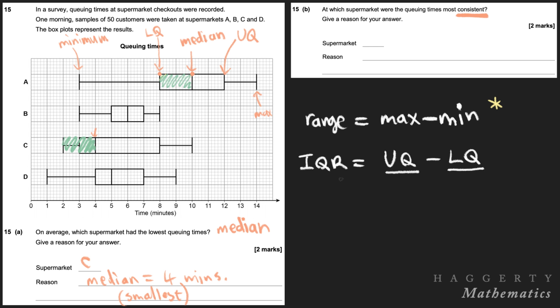So just looking at the box plots, just eyeballing them, you can see supermarket B is going to have the smallest one here. Right, this is the upper quartile of 7, and this is the lower quartile of 5. And when you subtract those two, you get the IQR, the interquartile range, for supermarket B, and that's just going to be 2. So that's your IQR. This was supermarket B, and this is the smallest IQR. It's the smallest measure of dispersion. So you can say the queuing times at supermarket B are more consistent than at any other supermarket.